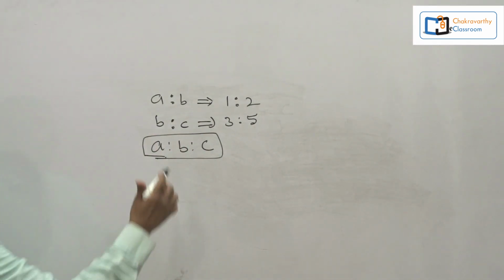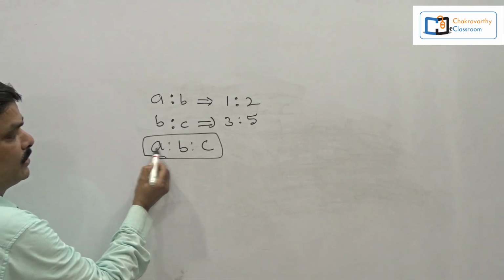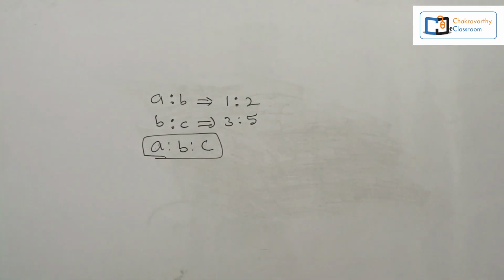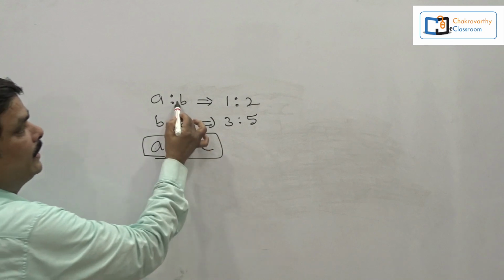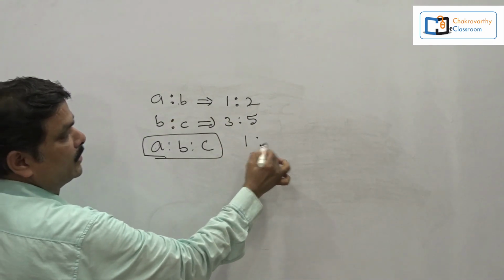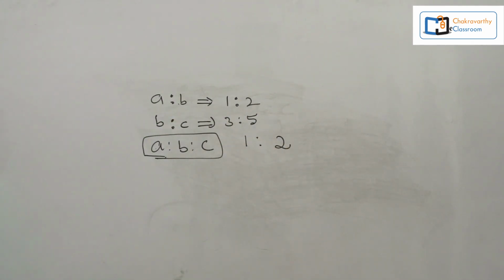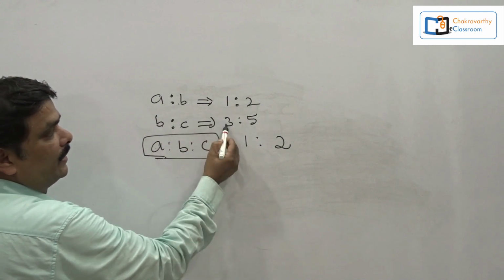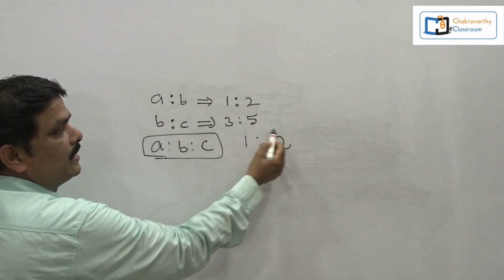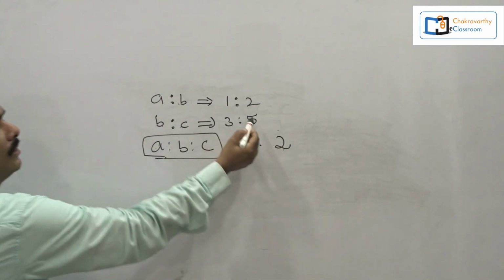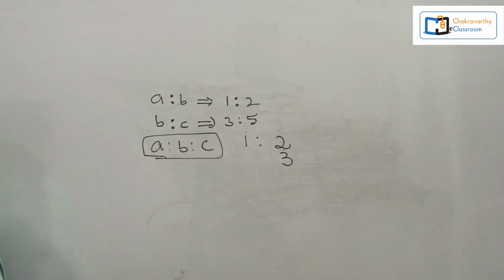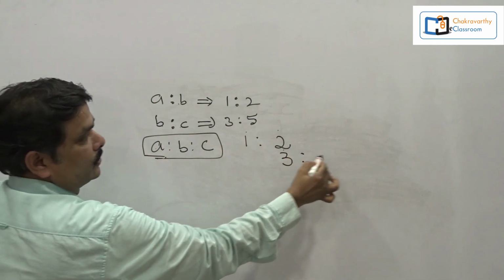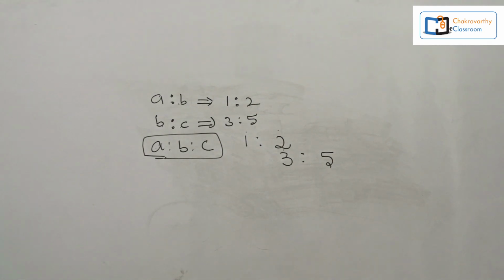How to go for this one? Now you need to establish the relationship among these three. There is a simple method for this one. A is to B, 1 is to 2. You write like this. Next, B is to C, that is 3 is to 5. This is A is to B. Again start with B, 3 is to 5. B is common here, 3. So that's the reason why it is common. 3 is to 5. Now, what is A is to B is to C?